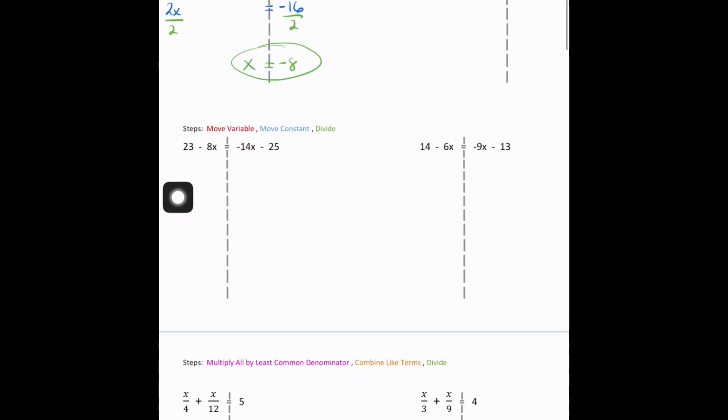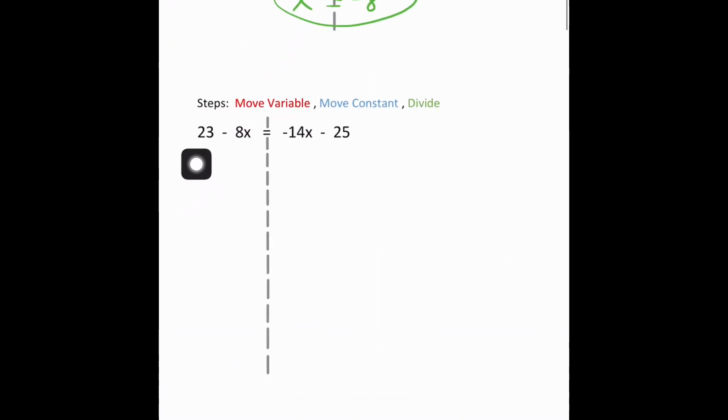All right, moving forward. We have 23 minus 8x equals negative 14x minus 25. Move the variable in red. We always like to move the variable with least value because I like to divide by a positive at the end. Now, I know negative 8x puts me in the hole, but negative 14x puts me deeper in the hole. So we're going to shift this one because it has least value.